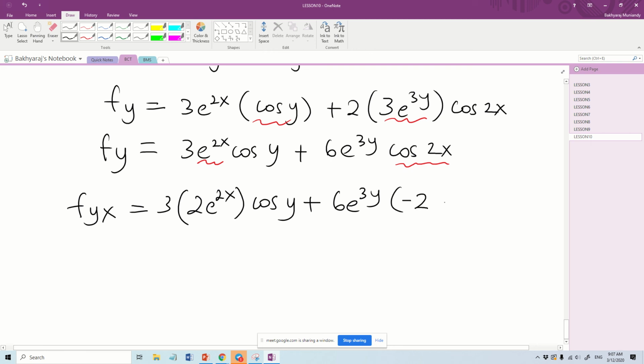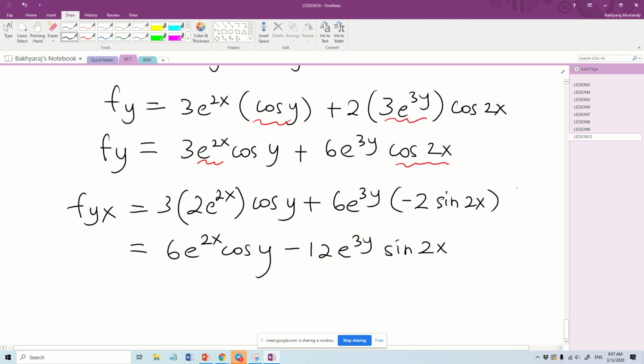Of course negative 2 sine 2x. Correct, very good. Cos becomes negative sine, and since we have 2x here, you get negative 2. Now you get the last answer. Equal 3 times 2 is 6 exponent 2x cos y, minus 6 times 2, you get negative 12 exponent 3y sine 2x. Okay, so this is the final answer.